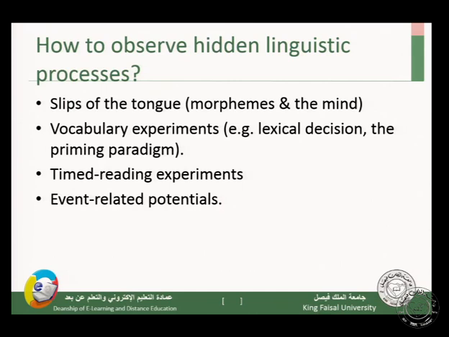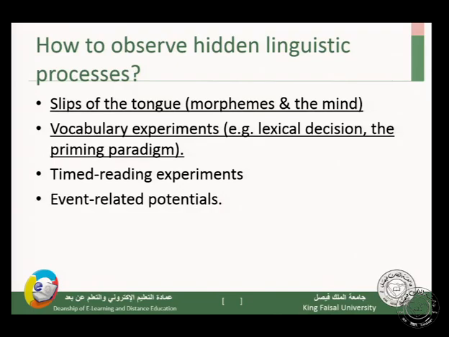In this course, we are going to see just two of these. You don't have to worry about timed reading experiments. There's no need to study it. You don't have to worry about event-related potentials. What you have to study in your exam is the first two: slips of the tongue and vocabulary experiments. In today's lecture, we are going to discuss slips of the tongue, and in lecture number 3, the next lecture, we are going to discuss vocabulary experiments.